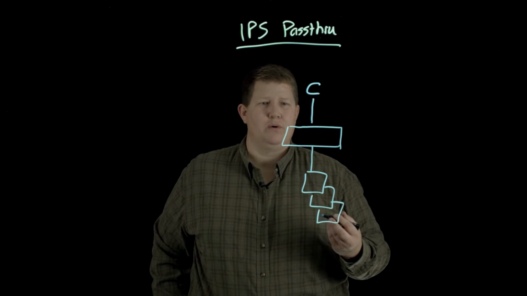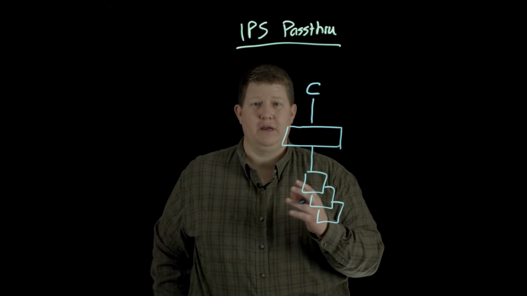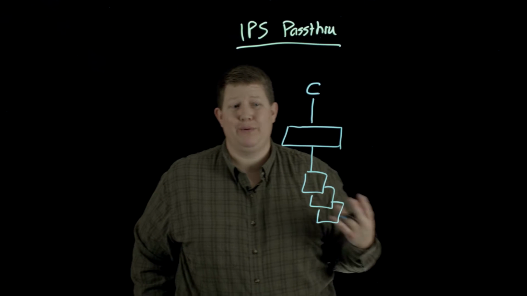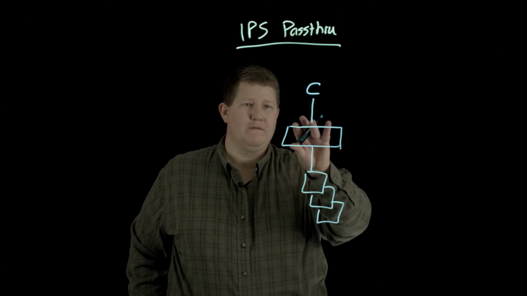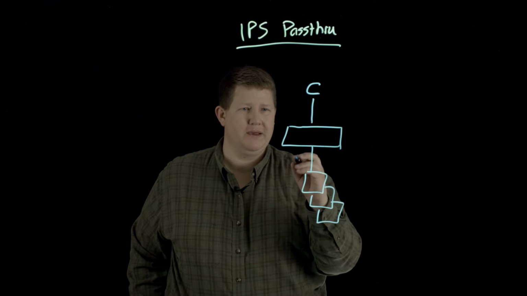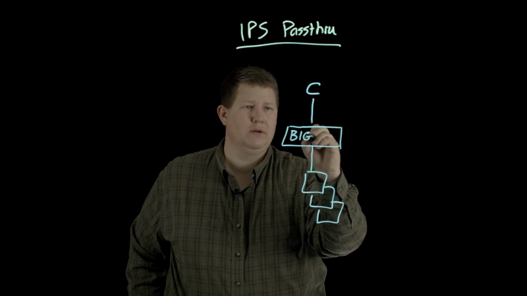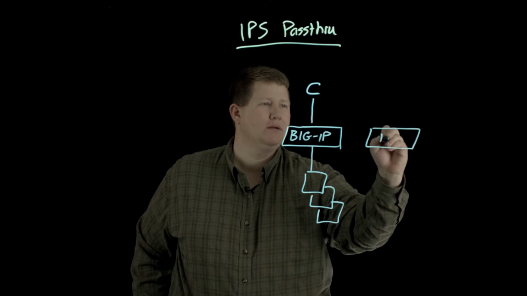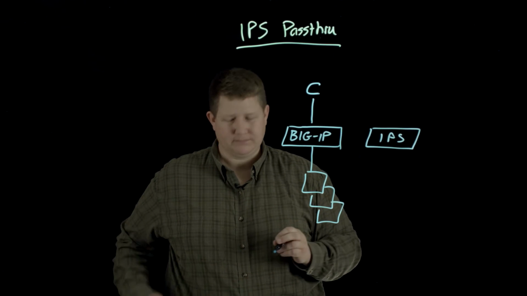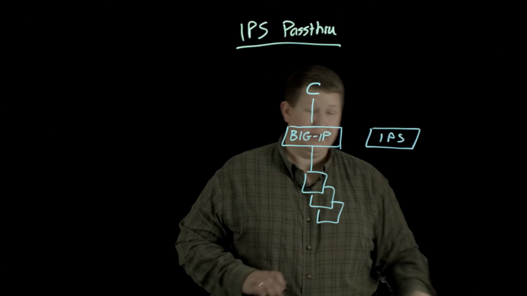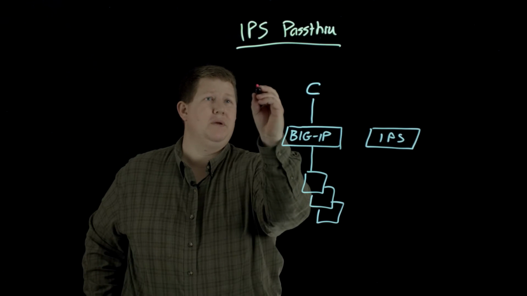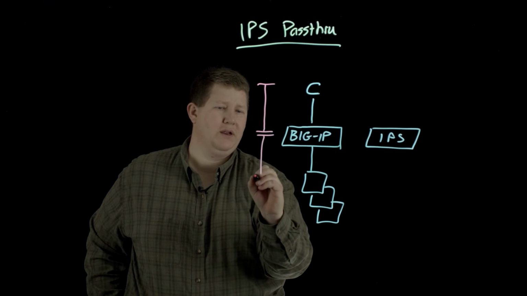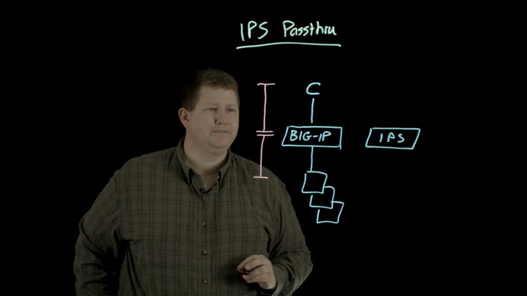If we're going to insert encryption in here and the IPS does not support that, how do we get around that? We're going to convert this from an IPS into a BIG-IP, and we're actually going to put that IPS off here to the side. The goal here is to be encrypted here and be encrypted here to these servers.